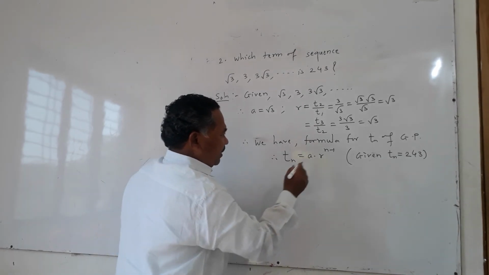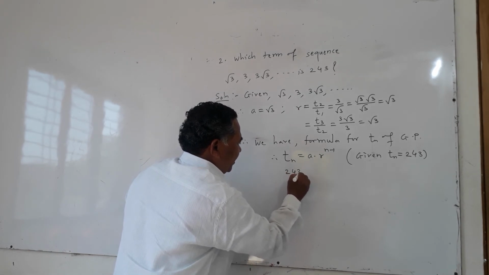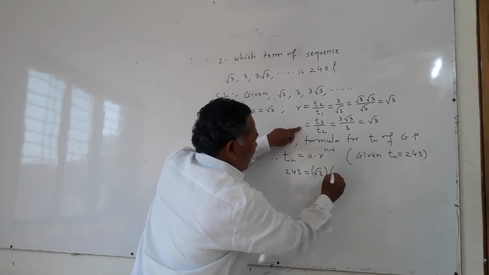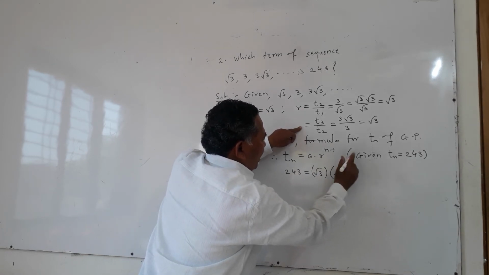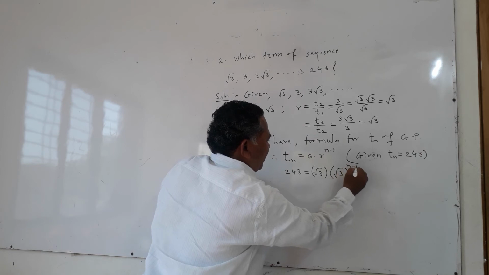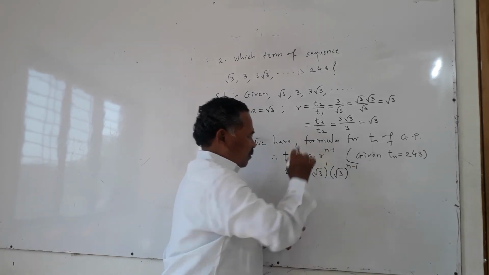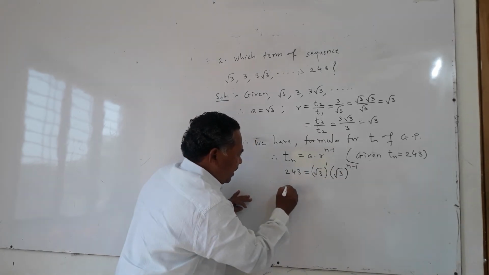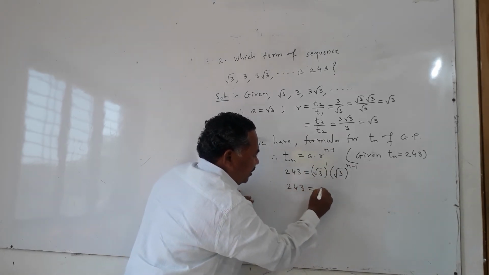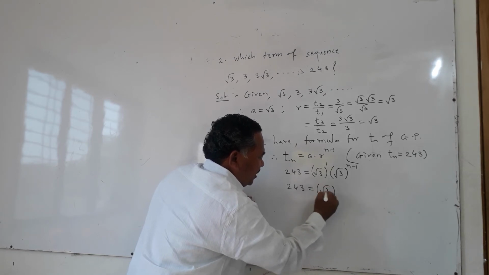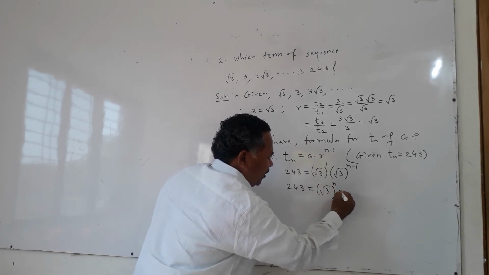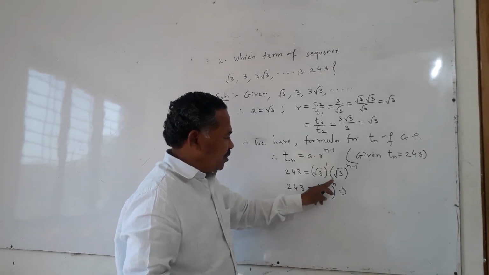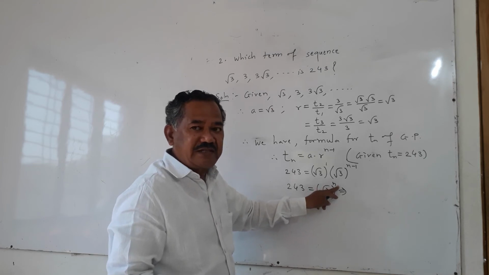Therefore, see, all quantities we replace. What is Tn? 243. What is A? A we already mentioned, root 3. What is R? R also root 3, bracket raised to n minus 1. What is its power? If base and index, the plus 1 and minus 1 cancel. Therefore the remaining part is 243 equal to root 3, bracket raised to n. Remember, we have to carry out the simplification. This is 3 raised to n by 2, the value of the index.